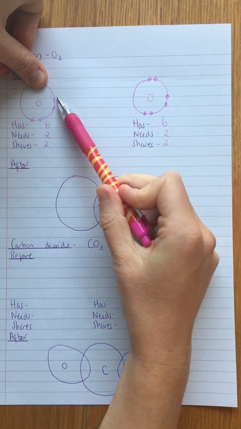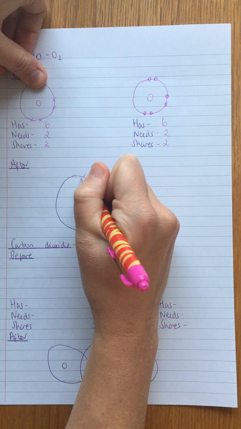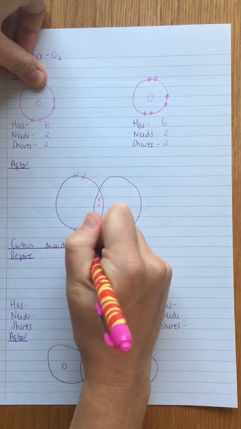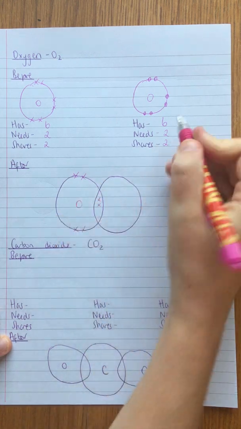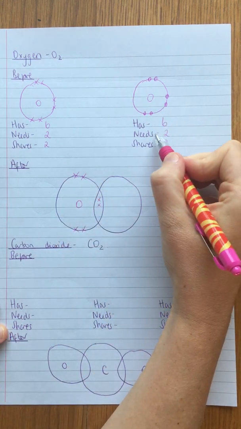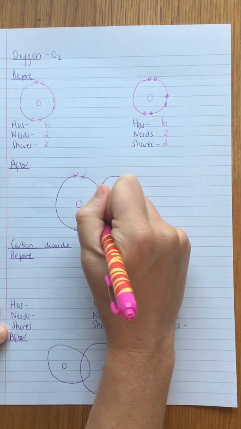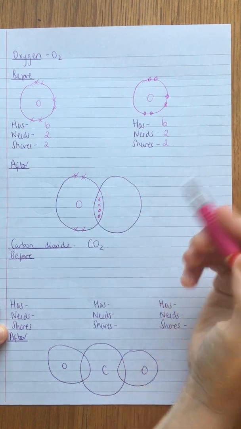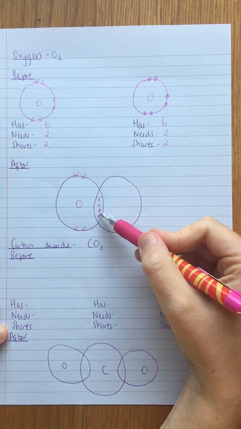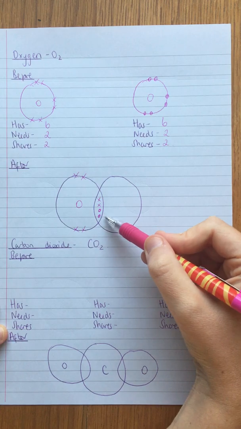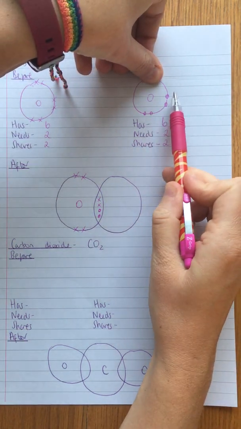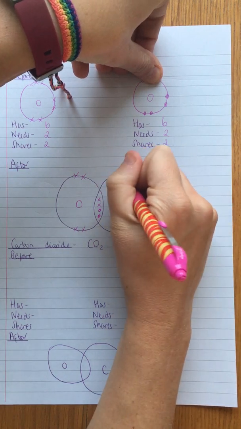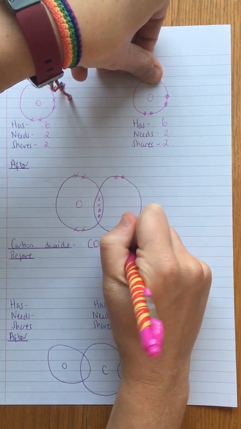We have got 1, 2, 3, 4 left. Done. This oxygen here needs 2, shares 2, so it's going to put 2 in the overlap. Little hint, you should always have an even number in the overlap. So if you count and you've not got an even number, you've gone wrong. So it's got 1, 2, 3, 4 left.